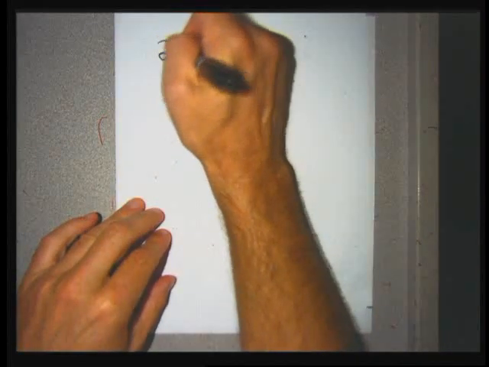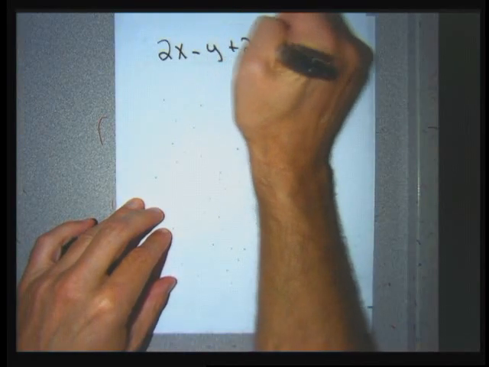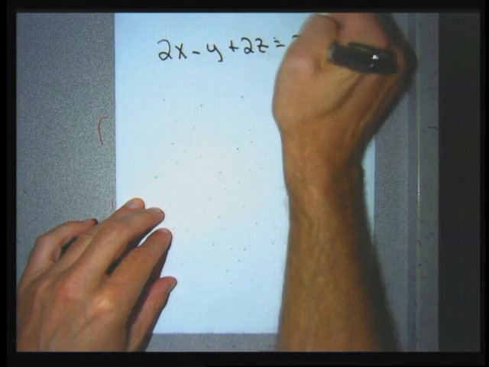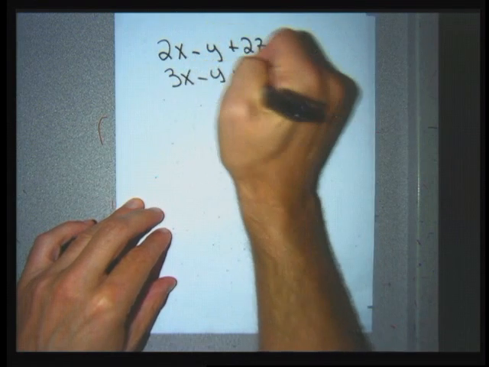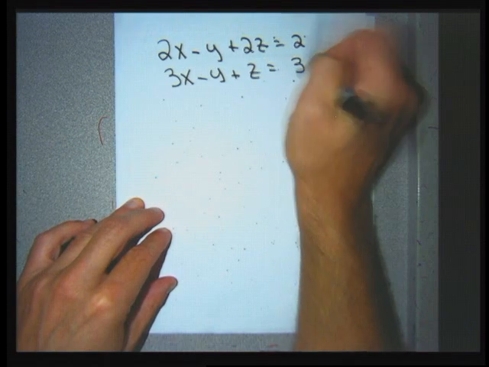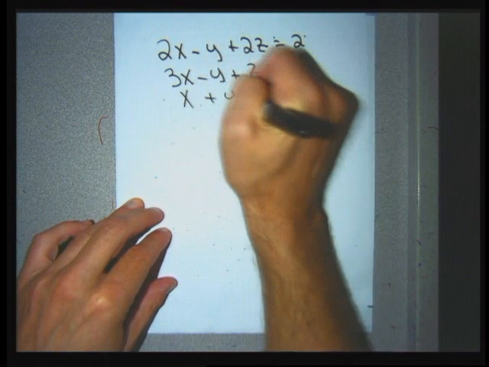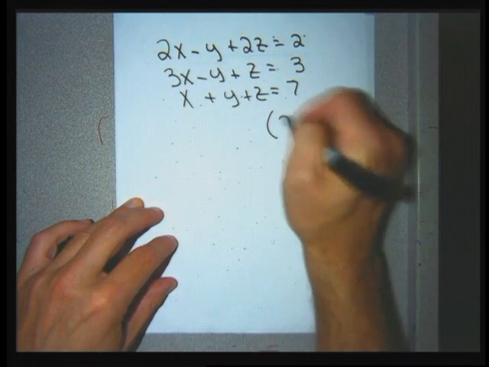Did we do this one? I don't think we did this one. Let's try this equation. This is an extra problem. 2x minus y plus 2z equals 2. This is problem 6. 3x minus y plus z equal to 3. And x plus y plus z equal to 7. And I claim that this is the solution.